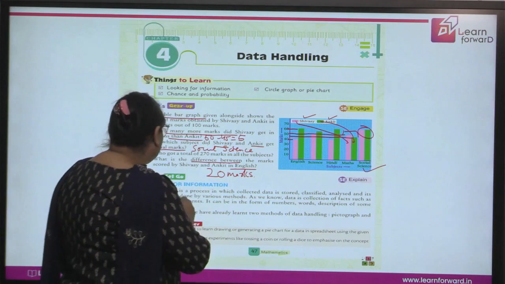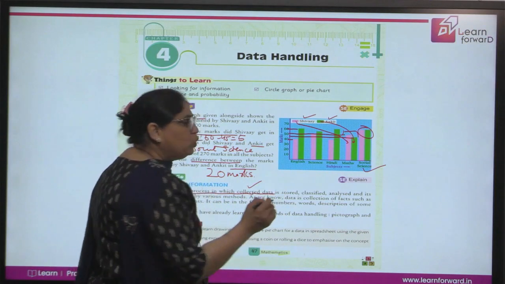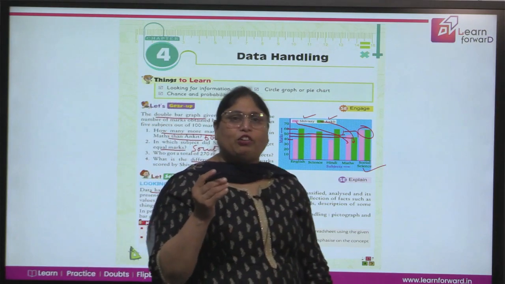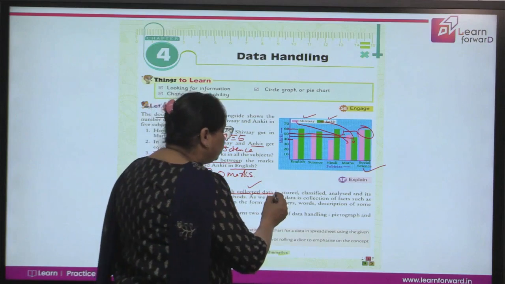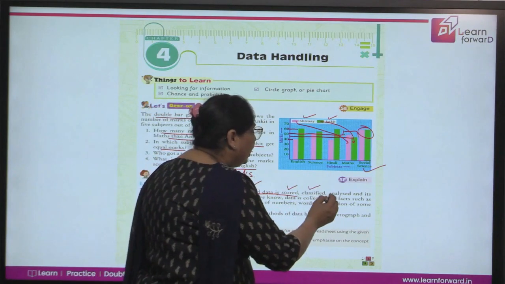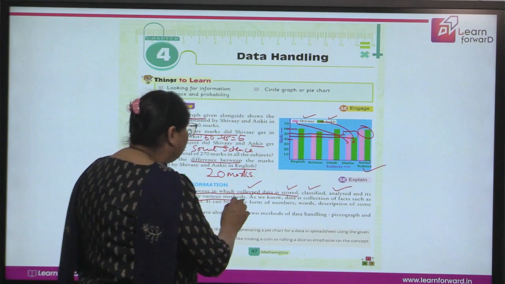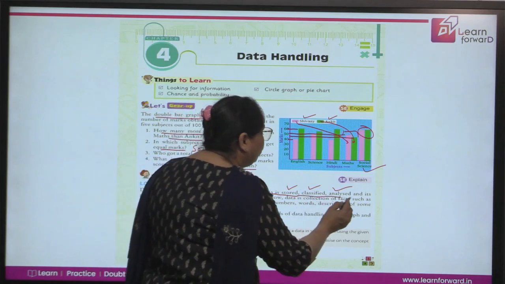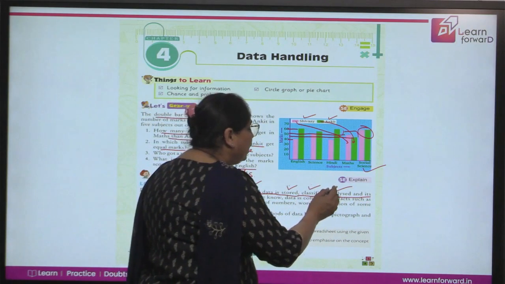Data handling is a process in which the data is collected, suppose you are collecting the attendance of a class for a particular month, stored, classified and analyzed. Its presentation is done by various methods. That means what we are doing in data handling, it is stored, classified and analyzed.